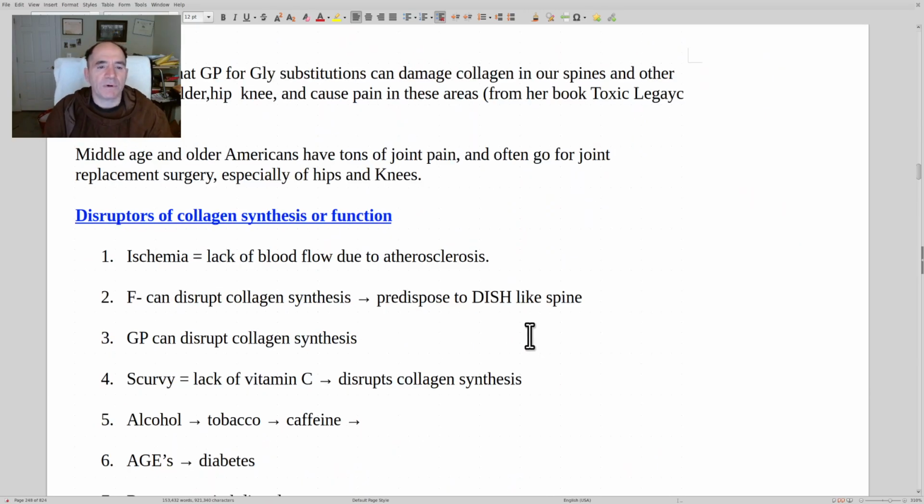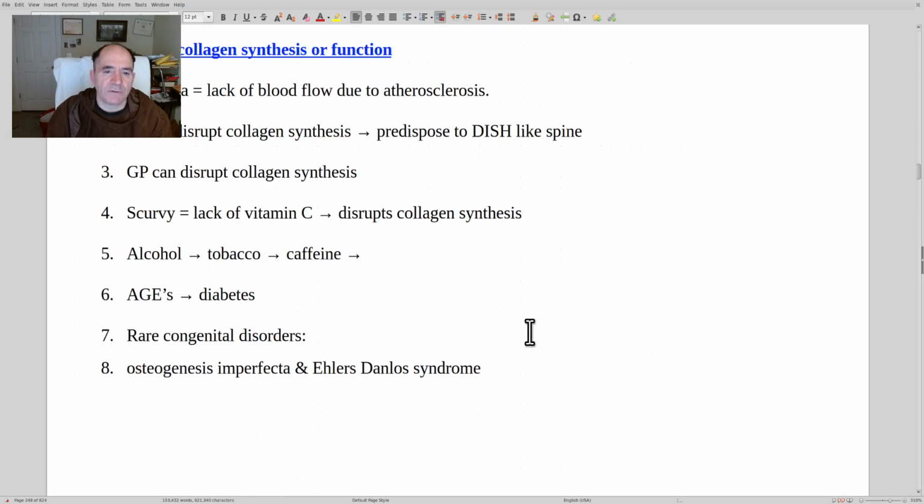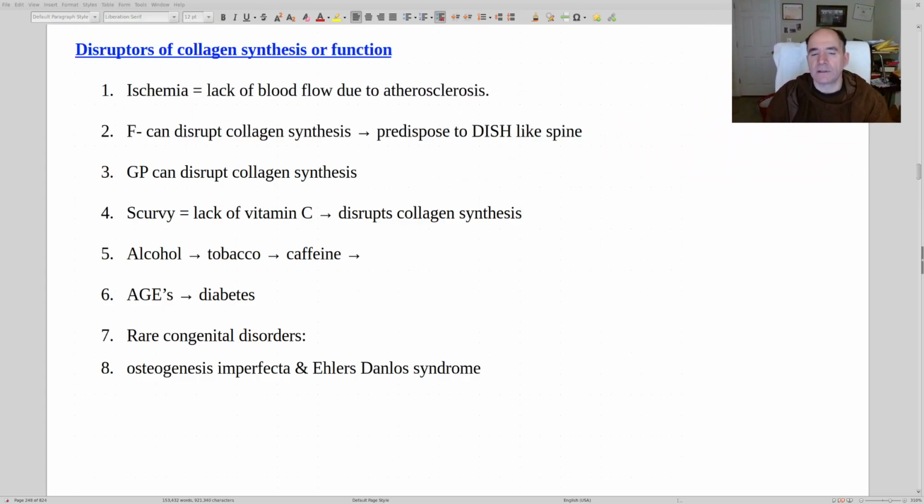Okay, lots of people go for hip joint replacement, knee joint replacement, and part of it can be due to dysfunction of the collagen. And there's a couple of things that tend to disrupt collagen synthesis. It could be due to ischemia. That's a ubiquitous problem in the human body in Westerners, middle-aged and older. It could be due to F minus, fluoride, disrupting collagen synthesis in the water. That'll predispose to problems. Okay, it can be GP, glyphosate, disrupting collagen synthesis.